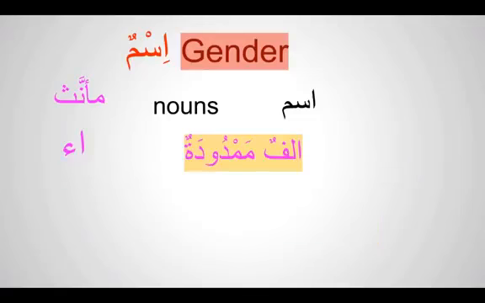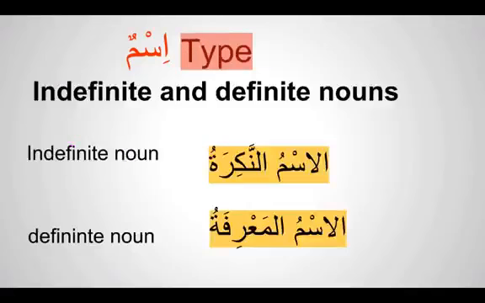And we know that any noun which ends with this alif mamduda, where there's a combination of alif and hamza, like asma'u, hamra'u, and as-sama'u, these are all feminine words. This is how we recognize it, inshallah.